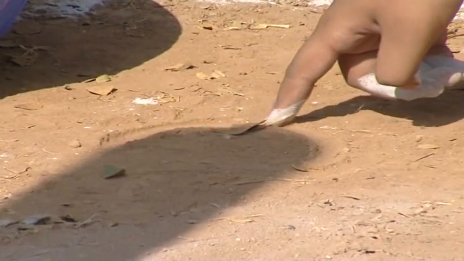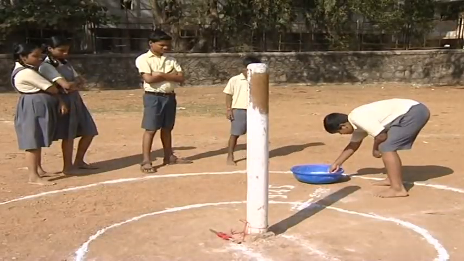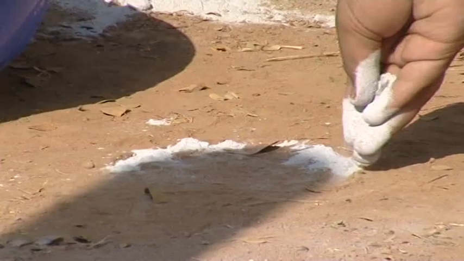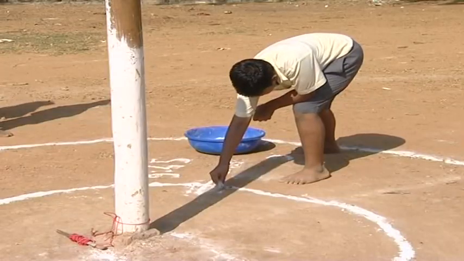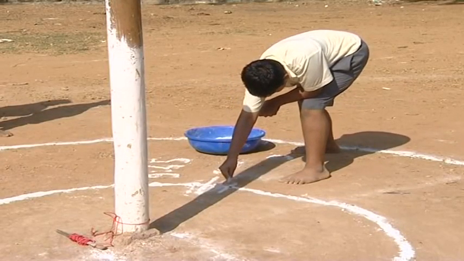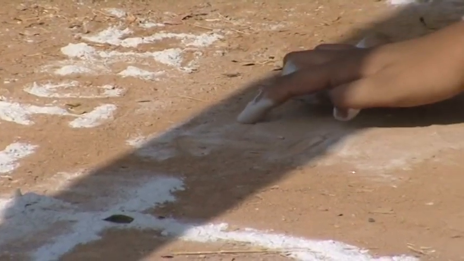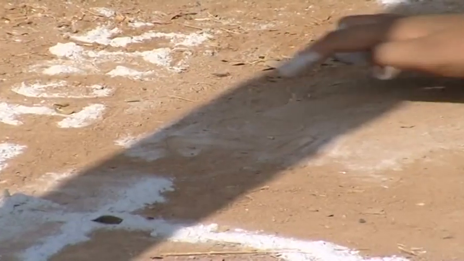Start marking the length of the shadow and also note the time. You can choose your own time intervals. You can start any time you like. Maybe you would want to start at 9:30 and see how the shadows change.